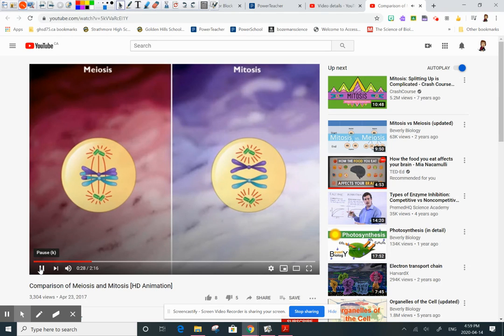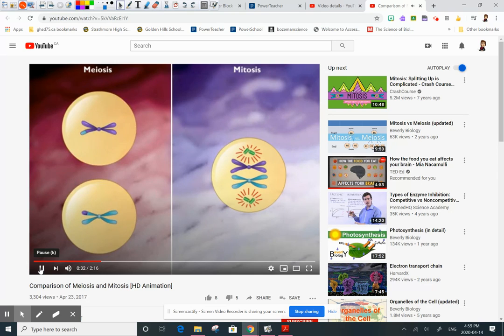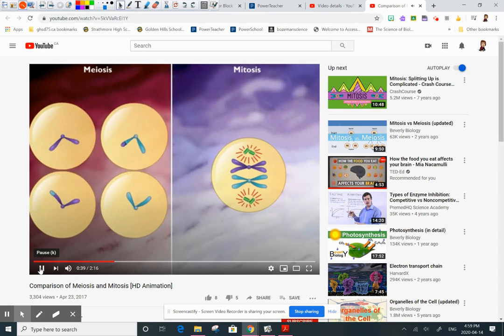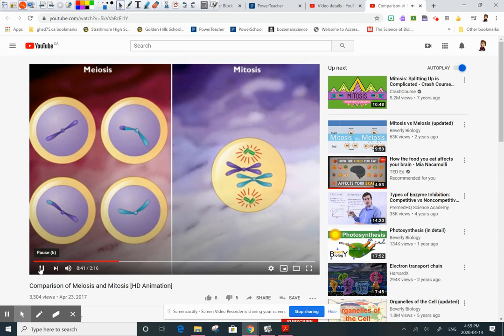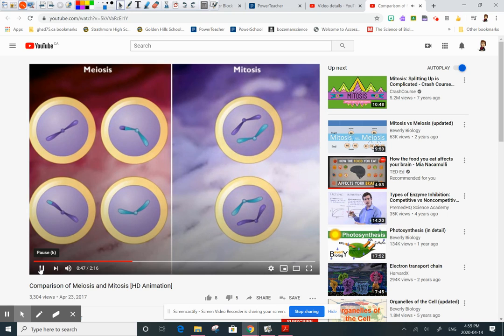Of the cell and subsequently separate, one traveling to each end of the cell. In meiosis, a second division sequence occurs, resulting in 4 cells with half the number of chromosomes. Mitosis involves a single division sequence, resulting in 2 cells with no net change in the number of chromosomes.